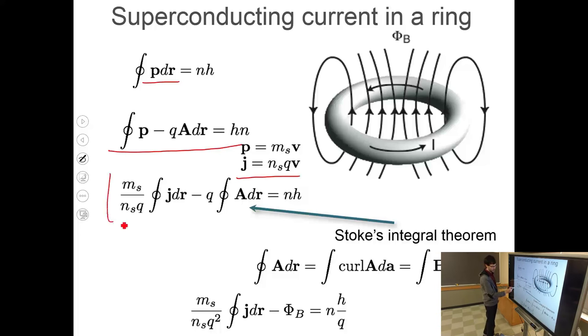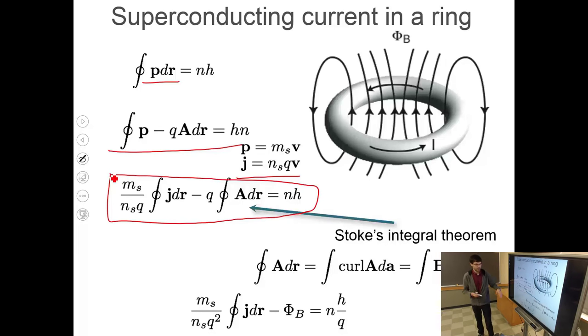So then we have an equation which is the same quantization condition, right? We have n h bar on the right, but this is the extended definition of the momentum. Anyhow, this includes the current density and the vector potential. Or you can go from this vector potential to magnetic field by the Stokes theorem. And you can convince yourself that this second term here is the external flux through the loop, and the first term is the circulating current.